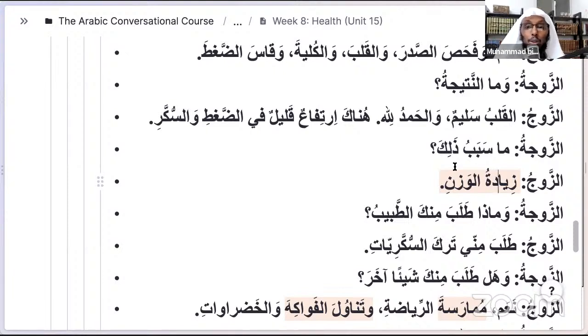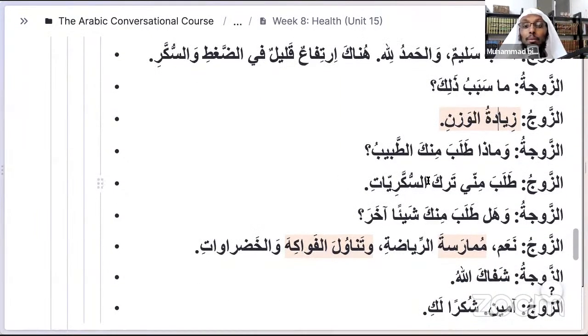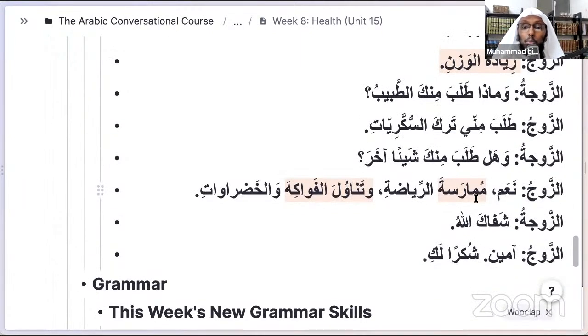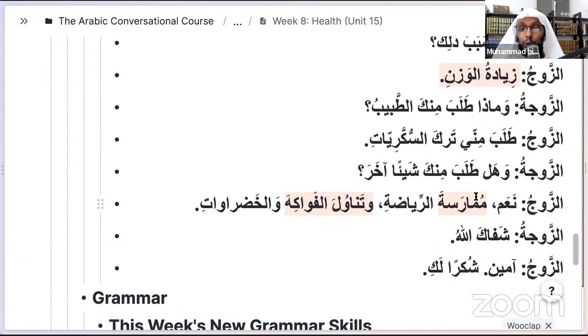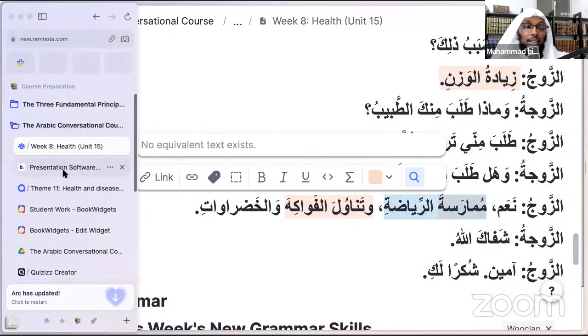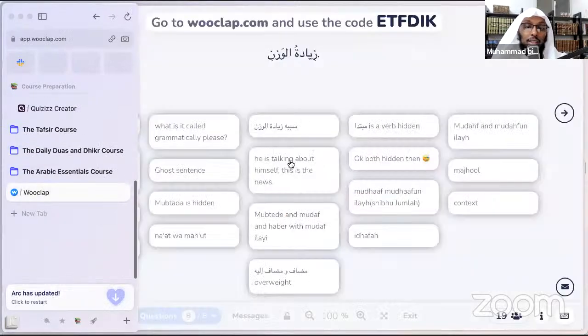سبب ذلك زيادة الوزن. Okay, one minute. Where's the mubtada? Where's the khabar? Is سبب ذلك the mubtada and زيادة الوزن the khabar? The reason is that? No. The reason for that, not "is that". Don't use "is". زيادة الوزن. Okay? طيب وماذا طلب منك الطبيب؟ طلب مني ترك السكريات. وهل طلب منك شيئا آخر؟ نعم، ممارسة الرياضة. Same thing again. Why is this ممارسة الرياضة؟ ليه؟ Sorry, I'm making you work today, huh?